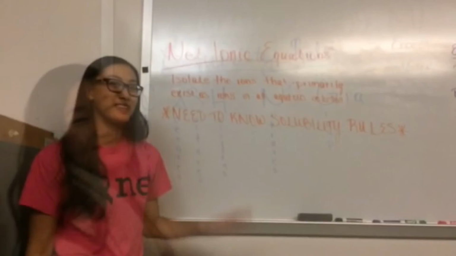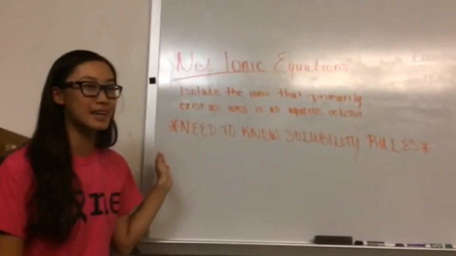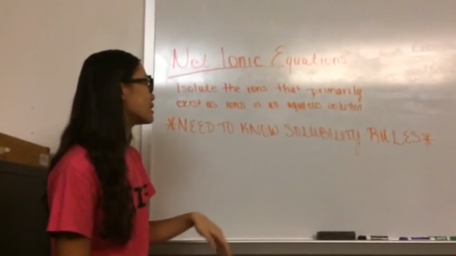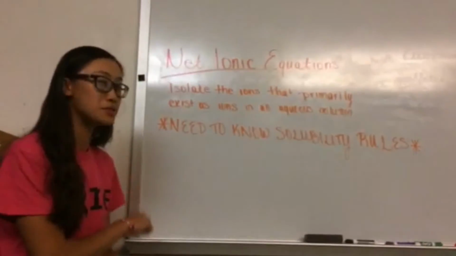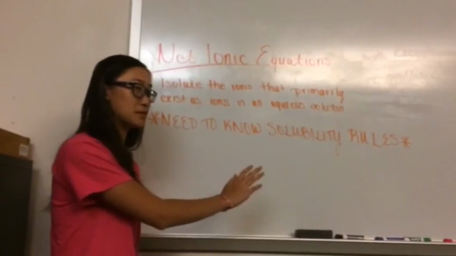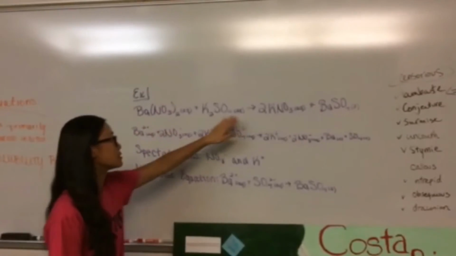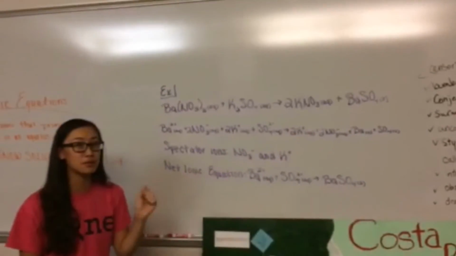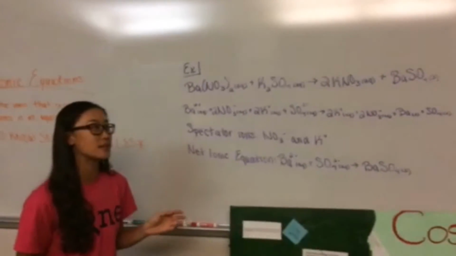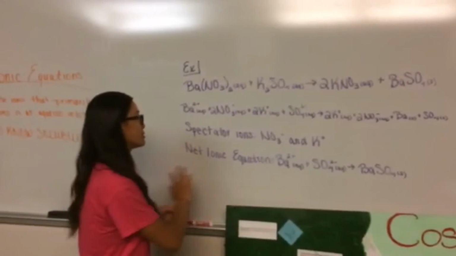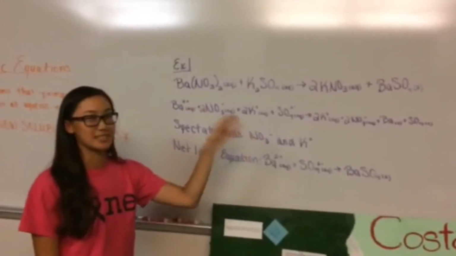Let's talk about net ionic equations now. So the point of net ionic equations is to isolate the ions that primarily exist as ions in an aqueous solution. In order to do these, you need to know the solubility rules. Okay, here's our example. So the first thing you're going to get is an equation. And the number one thing you want to do is to see if it's balanced or not. If it's not, then your whole thing is going to be messed up and you're going to do all this work for nothing. So, this one is balanced because we checked it.